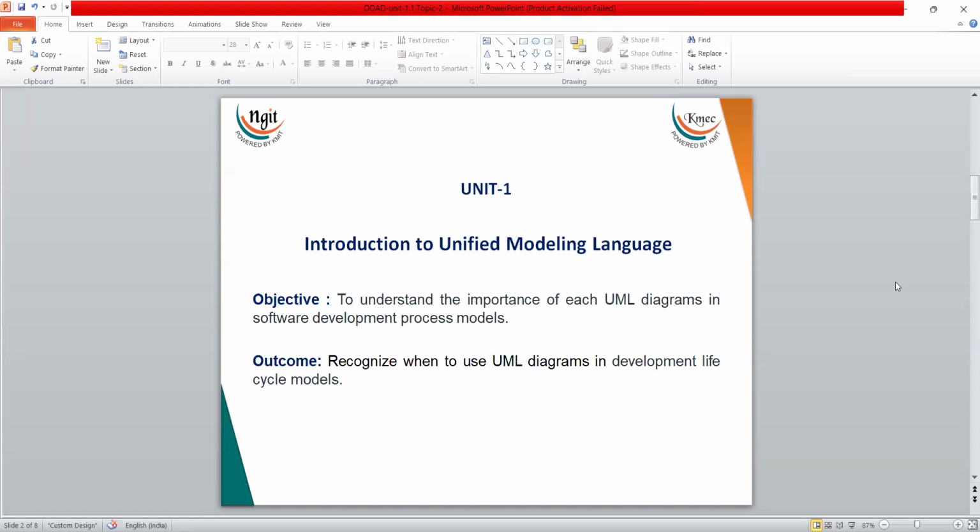Today's topic is Introduction to Unified Modeling Language. So the main objective of this topic is to understand the importance of each UML diagram in software development process models. The outcome of this topic is to recognize when to use UML diagrams in developing lifecycle models.